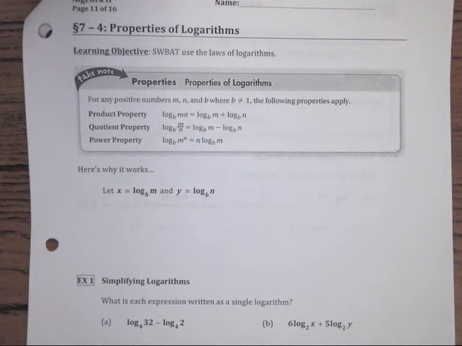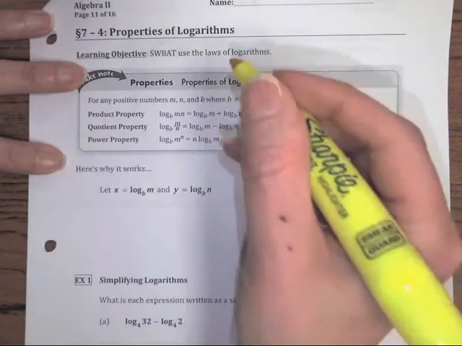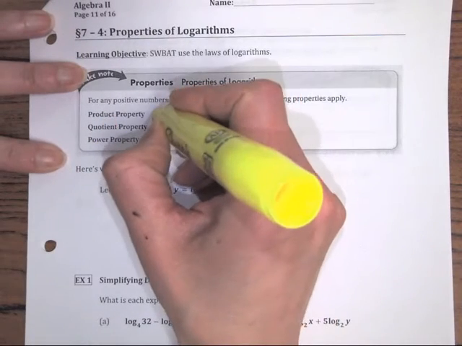Hello. We're going to do the laws of logarithms today. And these are 3 rules that we can use to do algebra on logarithms. And first of all, we have the product property. And I'll show you how this works.